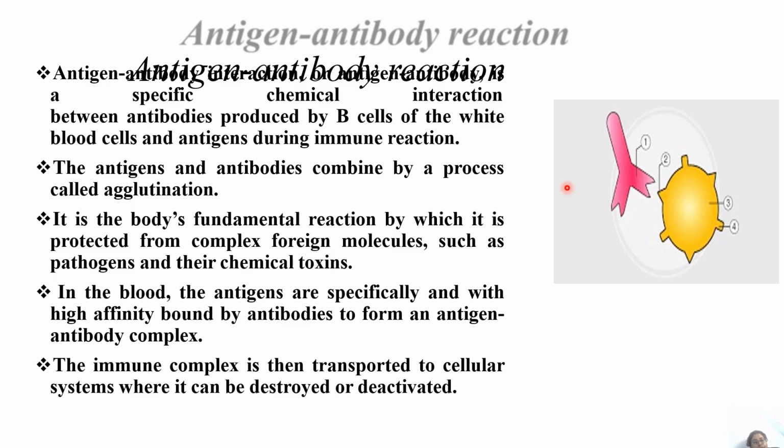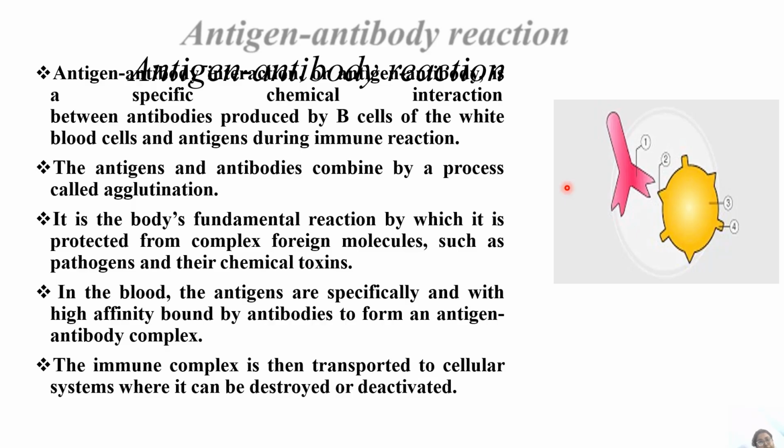It's a chemical reaction between antibodies produced by the B cells of the white blood cells and antigens during immune reaction, and the antigens and antibodies combine by a process called agglutination. It's the body's fundamental reaction by which it is protected from complex foreign molecules such as pathogens and the chemical toxins.